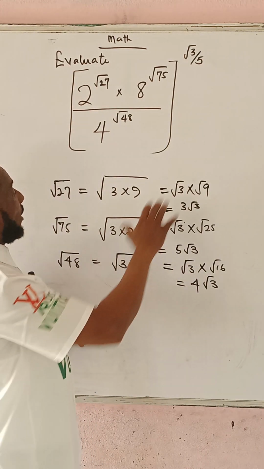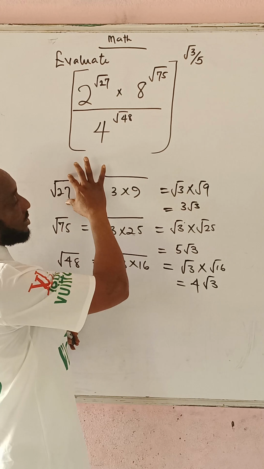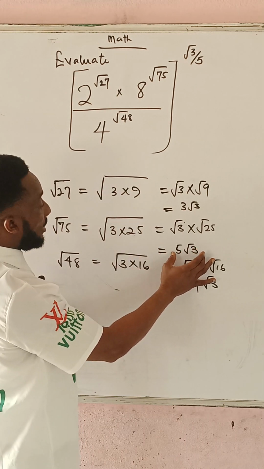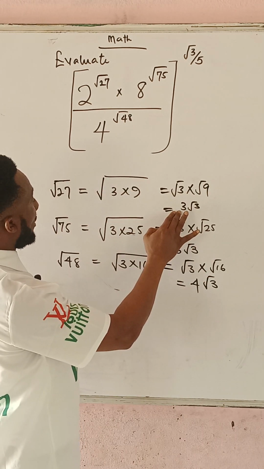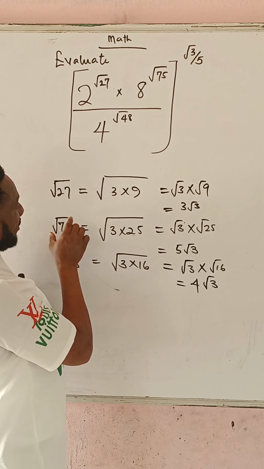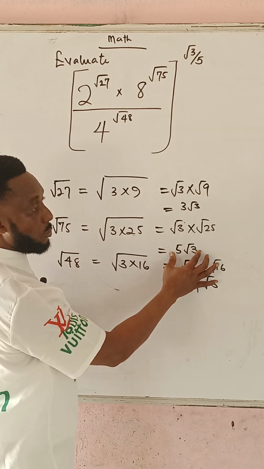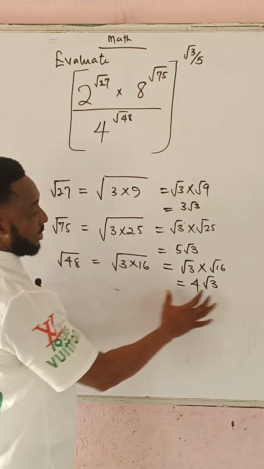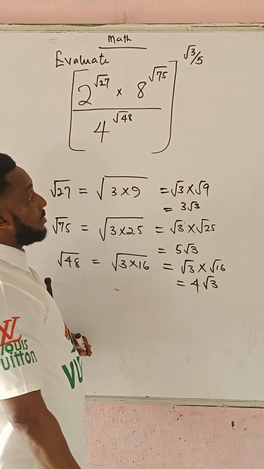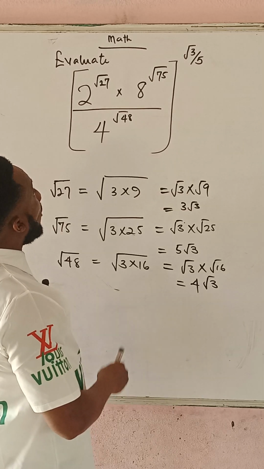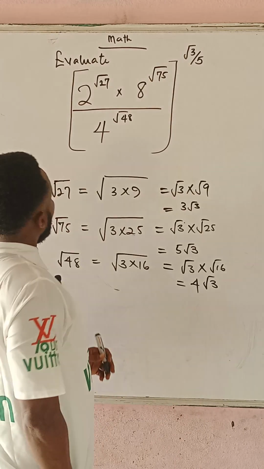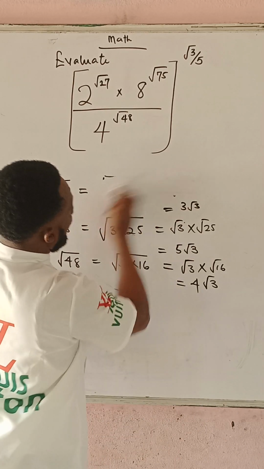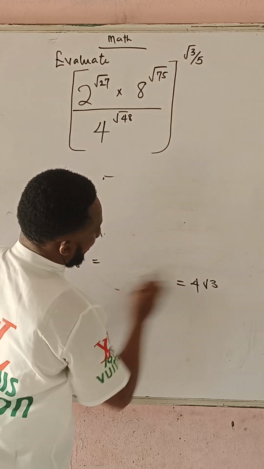So in the original problem, in place of the radical 27, we shall write 3 root 3. In place of root 75, we shall write 5 root 3. In place of the square root of 48, we shall write 4 root 3. So I can actually take this off so that we can simplify based on what we have.